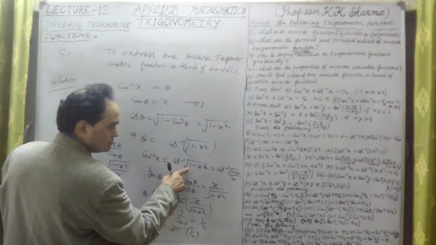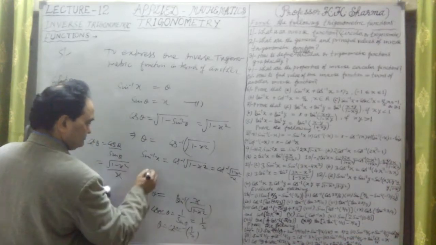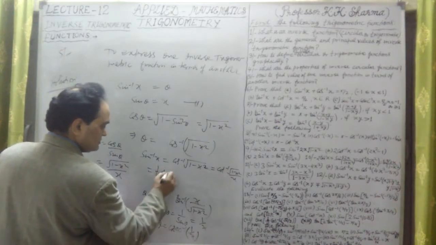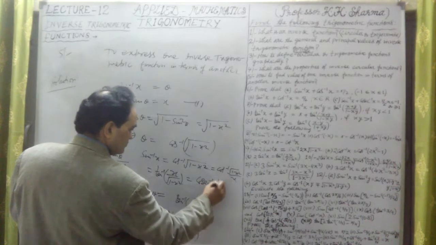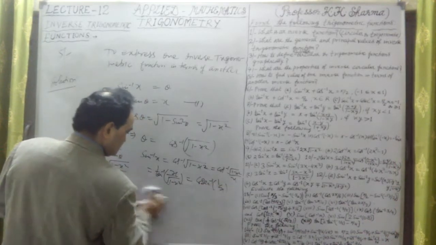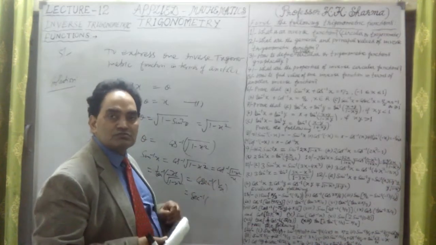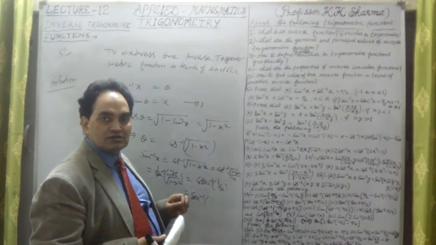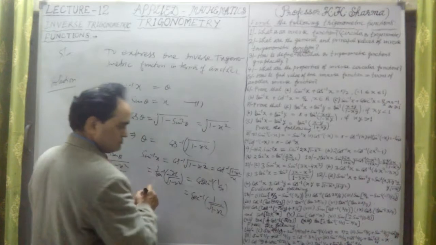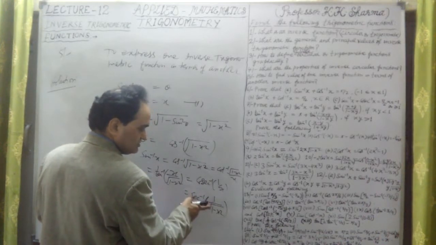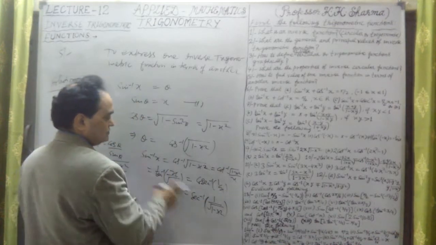So sine inverse x equals cos inverse of root 1 minus x square, equals cot inverse of root 1 minus x square upon x, equals tan inverse of x upon under root 1 minus x square, equals cosec inverse 1 upon x. Or if I take sec inverse, then what is that? Secant inverse x: sec theta equals 1 upon cos theta, and cos theta is under root 1 minus x square. So this is 1 upon under root 1 minus x square. The secant theta is 1 upon cos theta, and cos theta is root 1 minus x square.